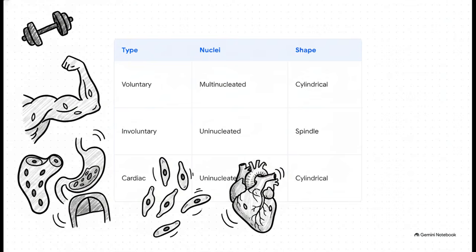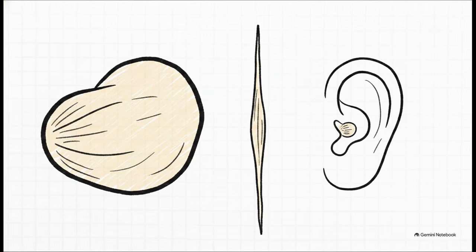First are voluntary muscles, like your biceps, which are cylindrical and uniquely multinucleated, meaning they have multiple nuclei in each cell. Second are involuntary muscles, which are spindle-shaped and uninucleated, and they automatically run things like your diaphragm and stomach without you even thinking about it. And finally, the highly specialized cardiac muscles, forming the myocardium of your heart, tirelessly pumping your blood using uninucleated cylindrical cells. I absolutely love this kind of biological trivia.